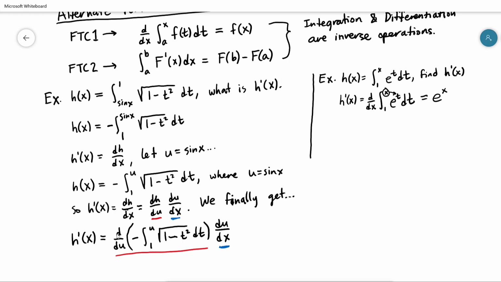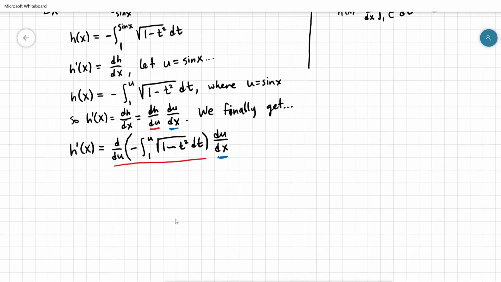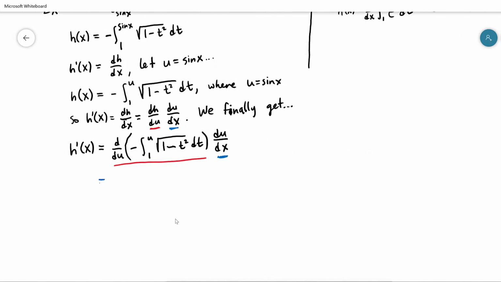So all this is saying is I'm taking the derivative of an integral, they're going to undo each other, I'm just going to wind up with the integrand of the integral, with a u swapped in place of the t. And we'll have to account for that minus sign as well. So the part in red just becomes the negative square root of 1 minus u squared. And I still have to deal with this du dx.